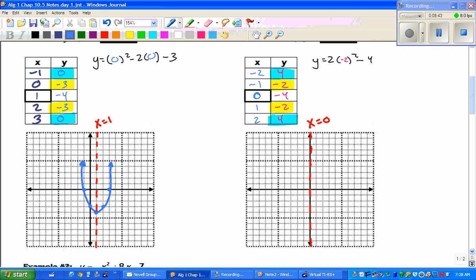Okay. Let's do the same thing with example number 2. We have to make sure to plot all of the points. We're at 0, negative 4. 1, negative 2. And then we're at 2, positive 4. Okay, and now I can just go 1, 2, and 1. And there's the parabola. So it's nice and smooth. Okay, you don't want that to look like a V because that's going to be a different type of graph.